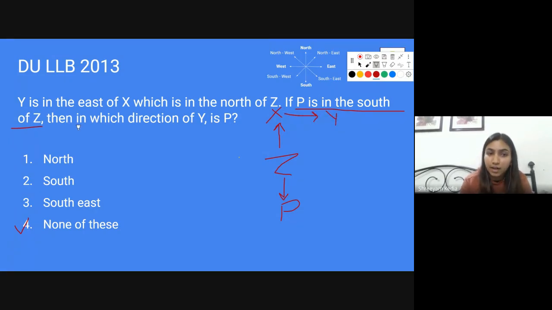The question asks you, in which direction of Y is P? So if Y is here, which direction is P from Y? So this is the direction the question is asking you, that in which direction of Y is P, and you can see that this direction would be southwest. See, this is the direction we're looking at, southwest. And because it's southwest, the answer is none of these. Is it clear for you?